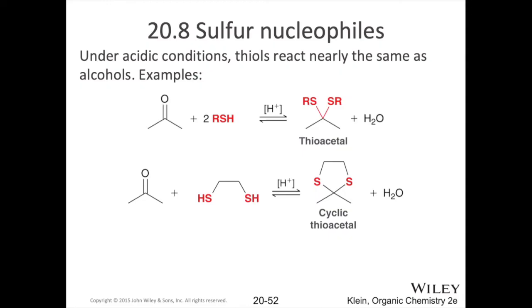Okay, with sulfur nucleophiles, we can pretty much do similar reactions as we saw with alcohols. Instead of using an alcohol, if we use a thiol, we'll get a thioacetal instead of an acetal. So basically, it's the same reaction, just you're swapping out the oxygens for sulfurs. And notice we can also do this with a dithiol to make a cyclic thioacetal. So again, very similar mechanism, very similar reaction. You're just replacing oxygens with sulfurs, though.